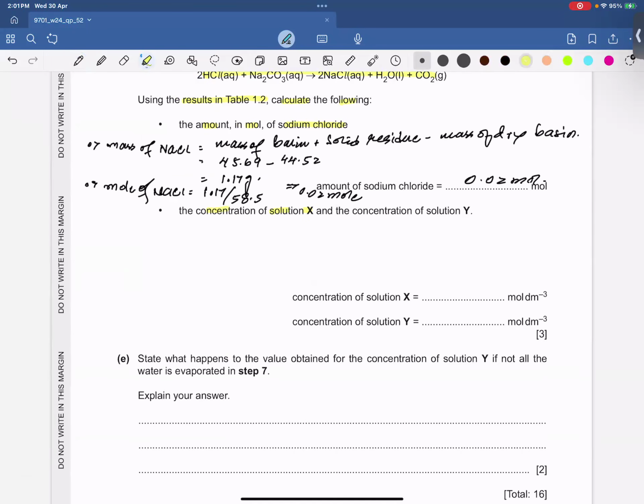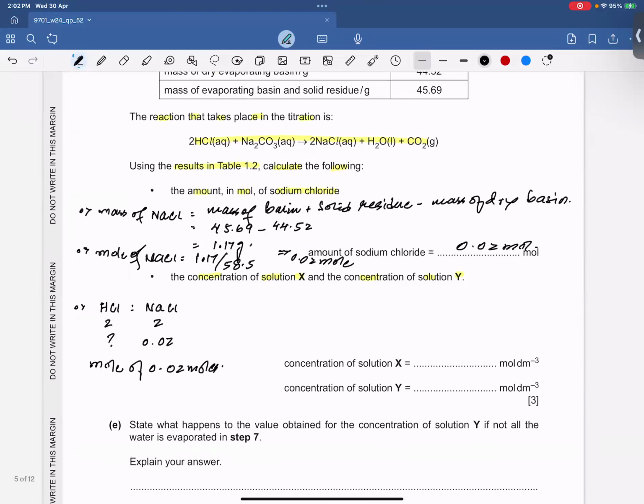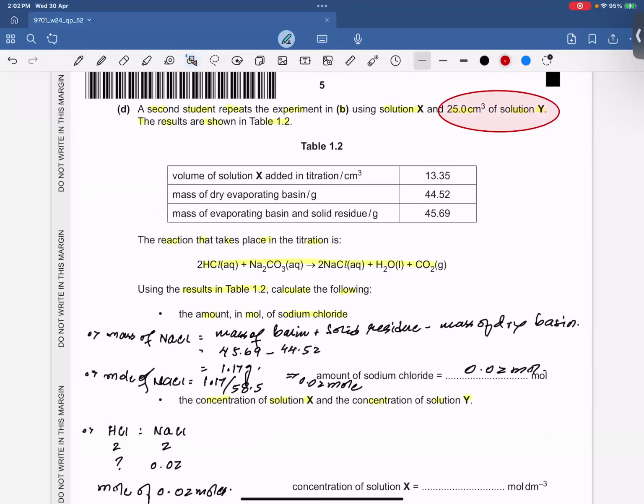Now the next part is the concentration of solution X and the concentration of solution Y. Between HCl and NaCl, we have the same ratio. So if we have 0.02 moles of this, then moles of HCl will also be the same, which is 0.02 moles. And in what volume did we calculate this? Technically we calculated this in 25 cm cube volume.